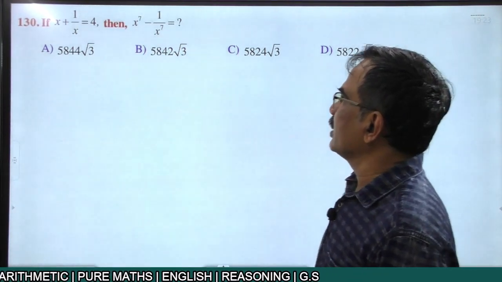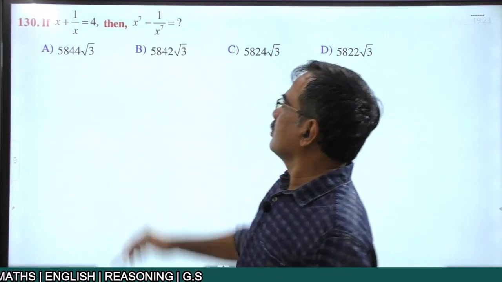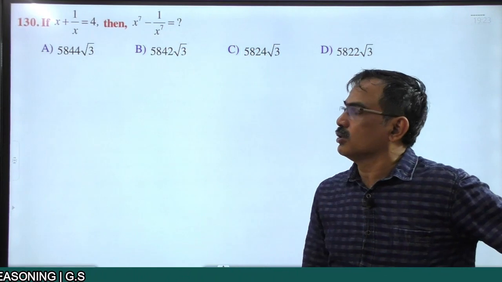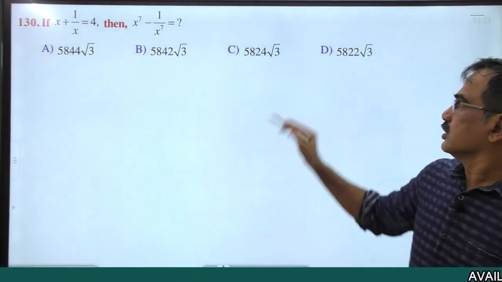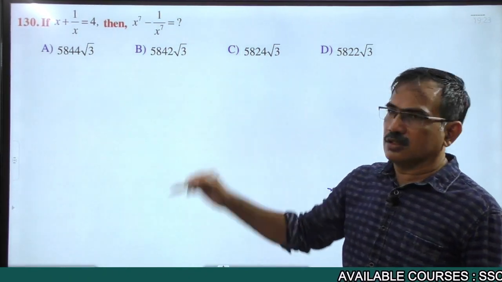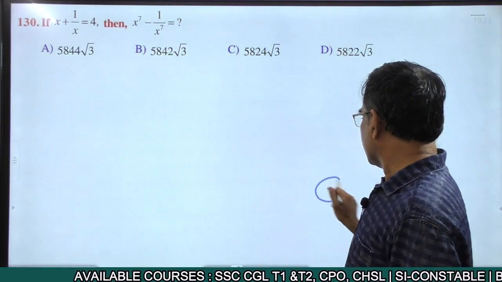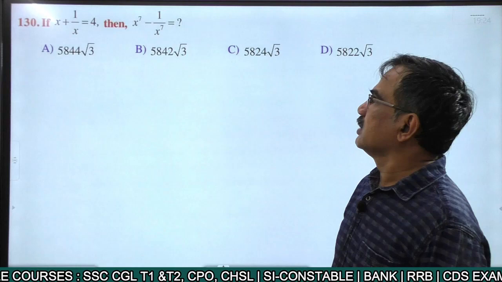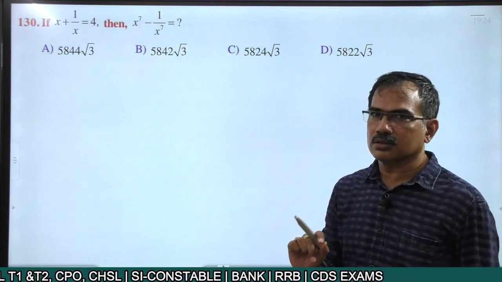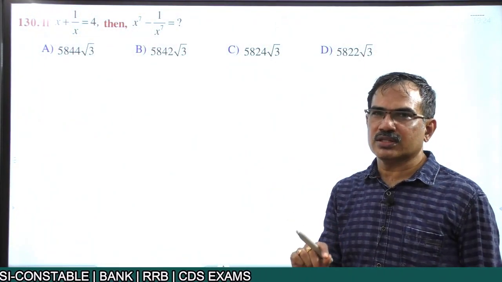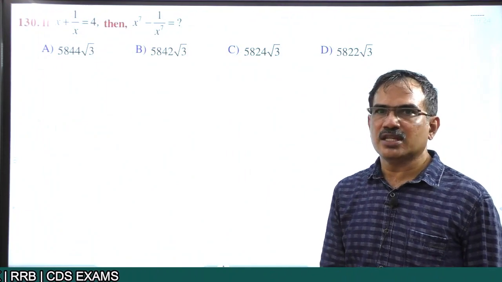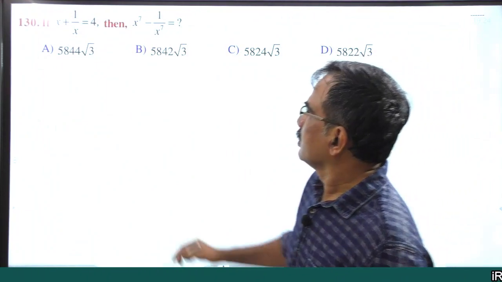If x plus 1 by x is 4, then x power 7 minus 1 by x power 7 is equal to how much? It's a very big question. See the options. Okay. Time taking questions. But based on units places, I want to eliminate some options.